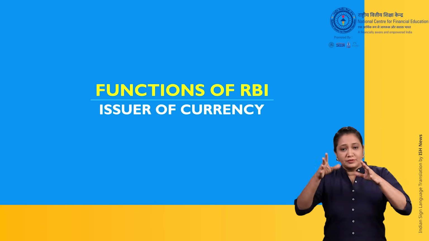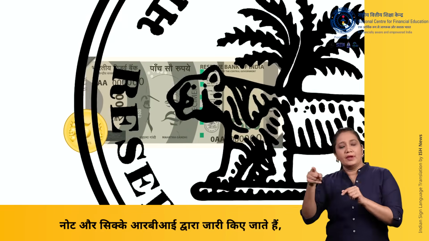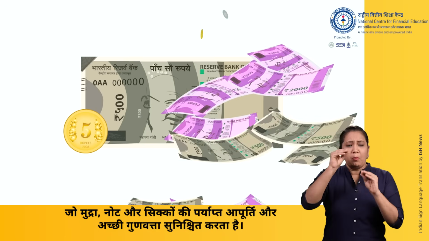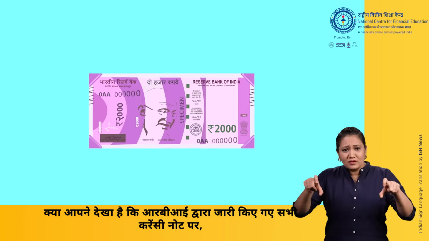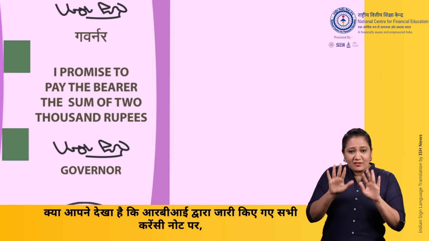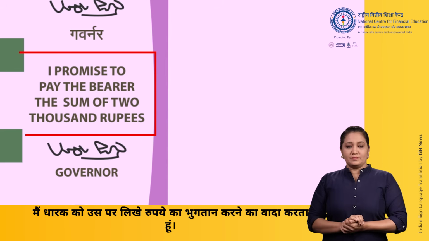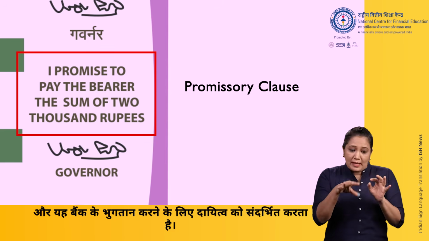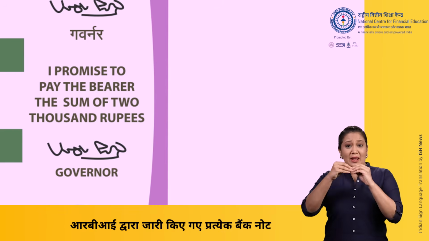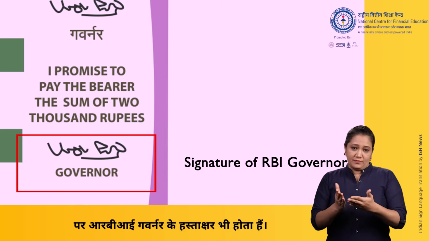Issuer of currency. Ever wondered from where the notes and coins which we spend come from? The notes and coins are issued by RBI, who ensures adequate supplies of currency notes and coins and in good quality. Have you seen that all currency notes issued by RBI have, "I promise to pay the bearer the sum of rupees," written on it? This is called the promissory clause, and it refers to the bank's obligation to pay. Every banknote issued by RBI also has the signature of the RBI governor on it.